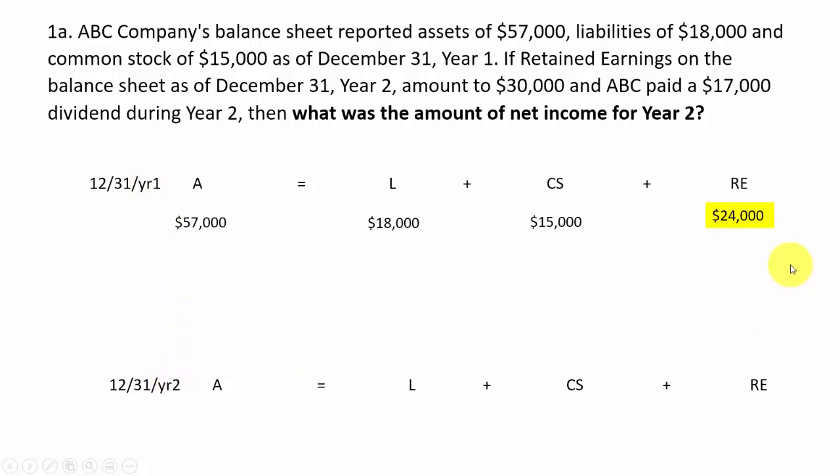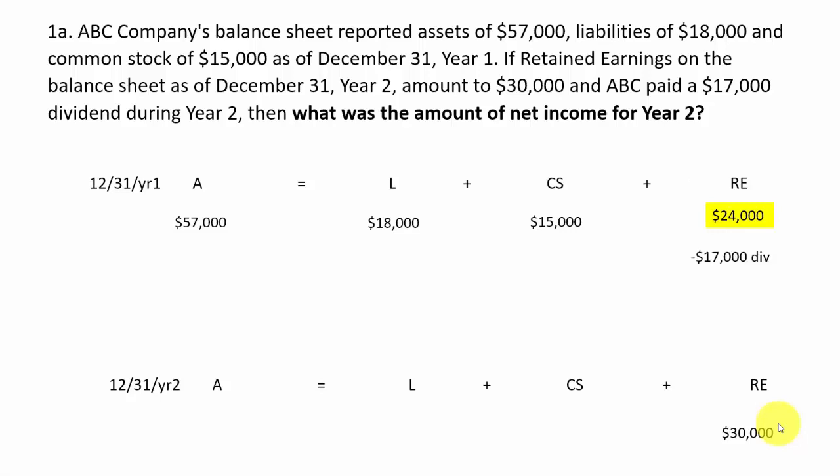And what happened was the company earned money, and the way they figure this out is you take the beginning retained earnings, and we'll plug in some more things that we know now. We know that the ending retained earnings were $30,000, so retained earnings went up $6,000 during year 2. Now there's only one way they can go up, which is to have income, and the way that retained earnings goes down is to pay out dividends.